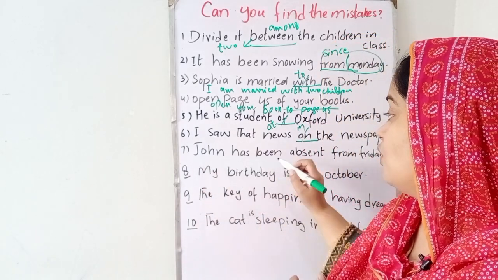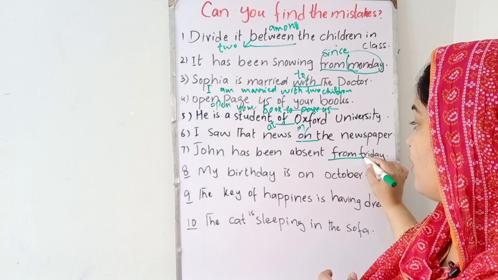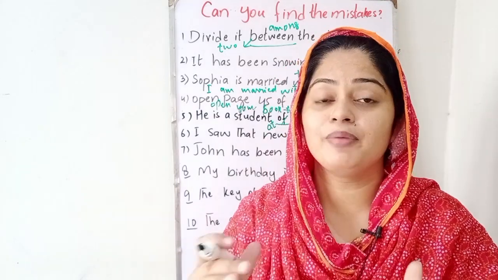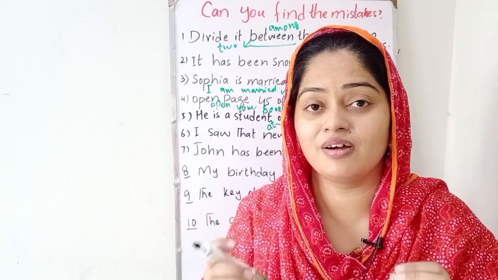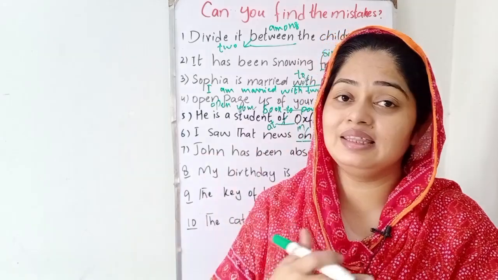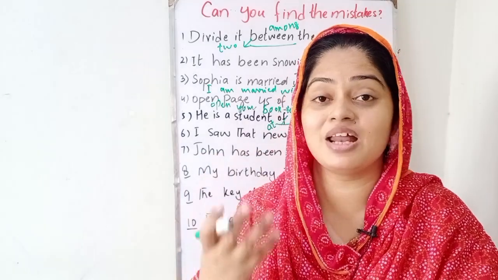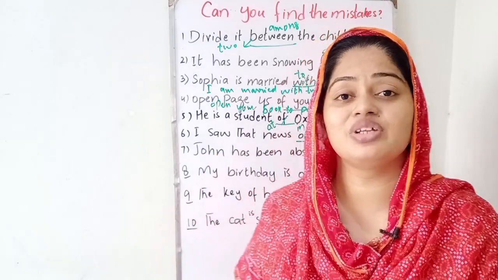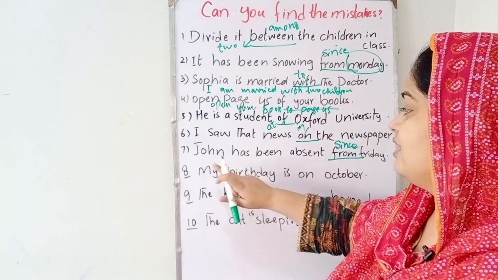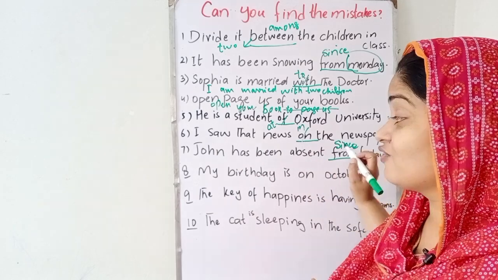Number 7, John has been absent from Friday. Now here the same mistake has been revised, because when there is present perfect continuous tense, has been and have been are there, and there is also the reference and mention of days, you have to utilize since. So John has been absent since Friday.